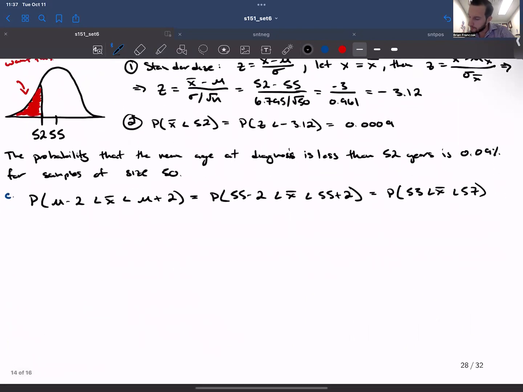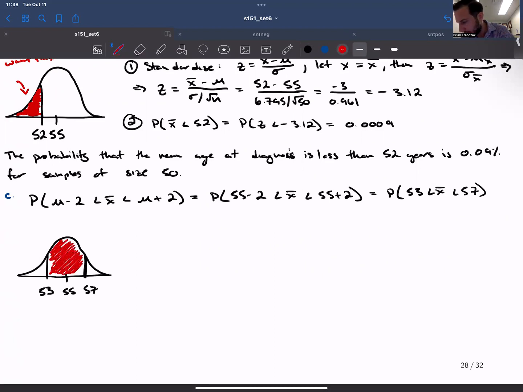Right, so we can visualize this. We can draw a normal curve here, centered at 55. Sorry, this is a normal curve, not a standard normal curve. Here's 53, on the same side, should be about symmetric. Here's 57. And we want this area here.